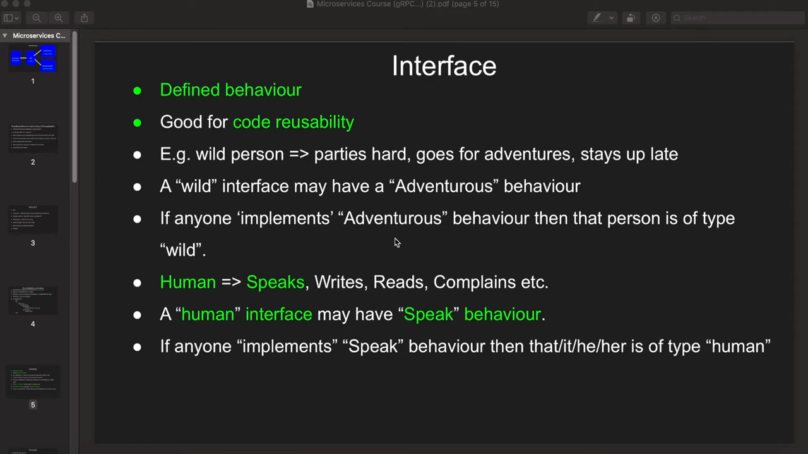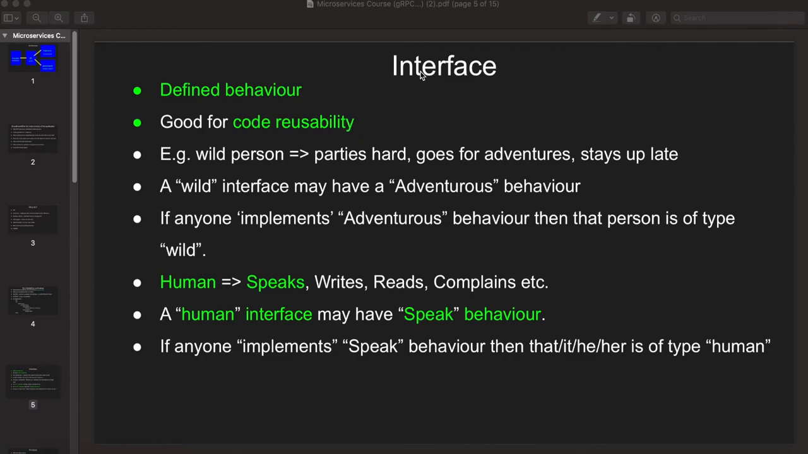I'm going to give a brief introduction to interfaces in Go. This is not absolutely important for you to understand to follow along in this course overall, but this will make things easier for you when we work with gRPC, because these concepts will come into picture during that time.